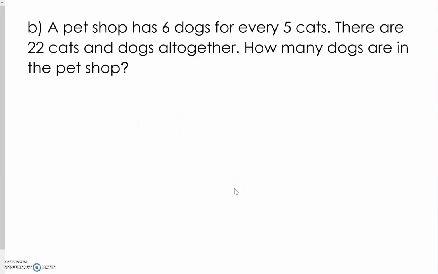This next example is a little bit different. Let's read it carefully. A pet shop has 6 dogs for every 5 cats. There are 22 cats and dogs all together. How many dogs are in the pet shop? We know there are 6 dogs for every 5 cats. Let's put a D for dog and a C for cat. We know that there are 22 cats and dogs all together.